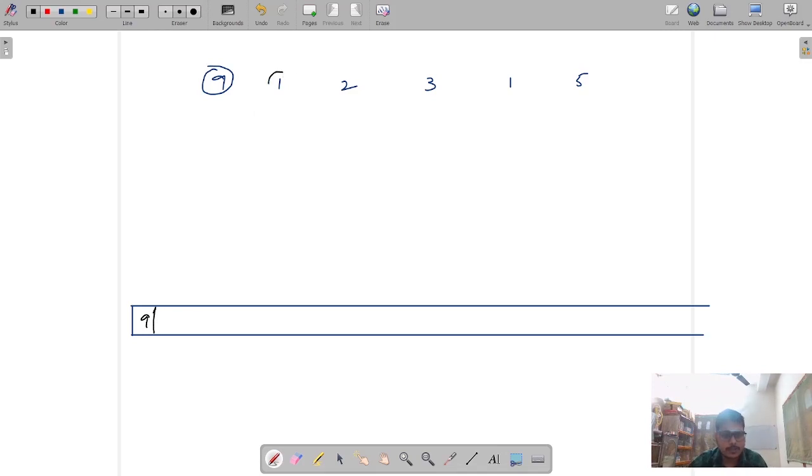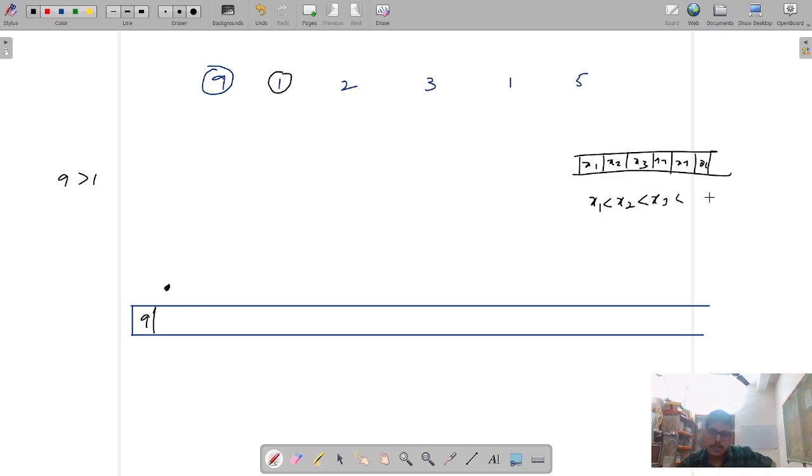Then we will see this element and our array list element 9 here. Is 9 greater than 1 or less than 1? 9 is greater than 1, obviously. So first understand what we need in the next position. If this is my answer, suppose I got my answer and the elements are like this, then obviously as it is a maximum subsequence, x1 must be less than x2, x2 must be less than x3, x3 must be less than x4, then x5, then x6, right?